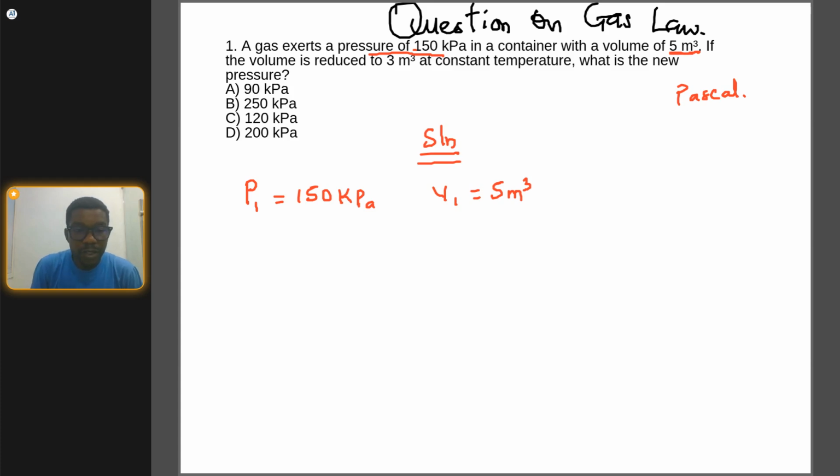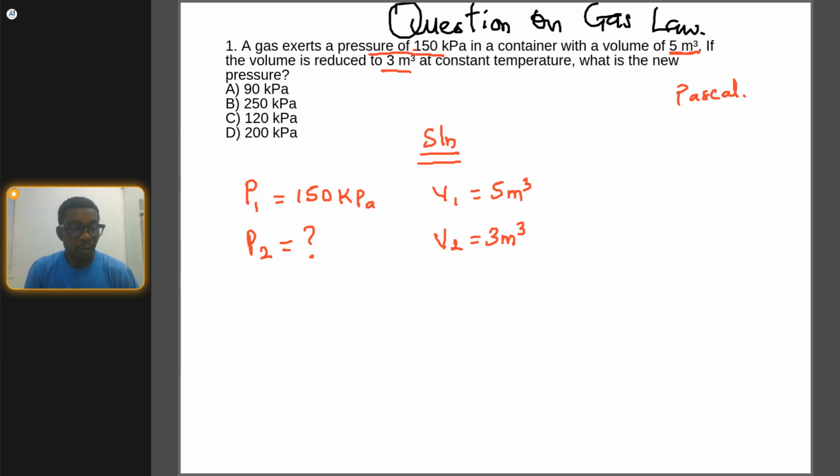Now, if the volume is reduced to 3 meter cube, another volume was given, that is V2 equals 3 meter cube at a constant temperature. What is the new pressure? The new pressure is P2, which is unknown. So we want to solve to get the new pressure.